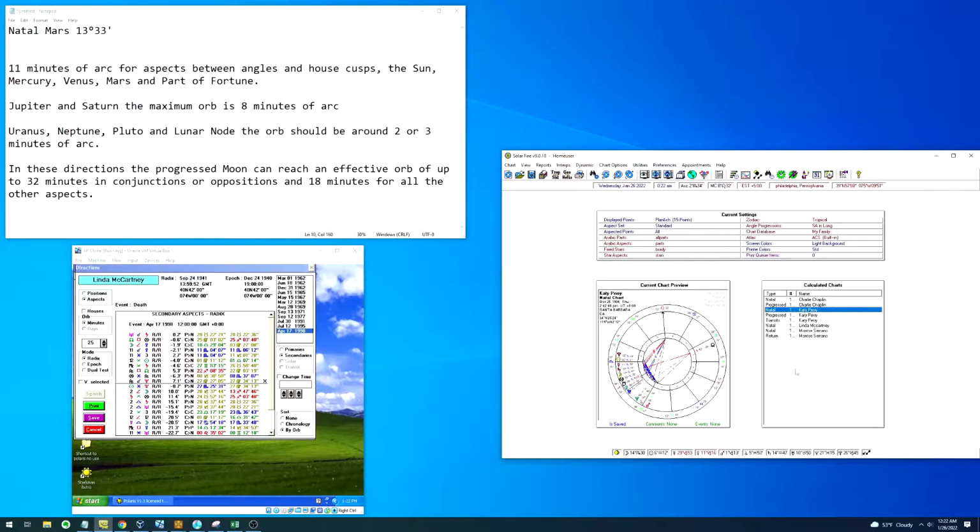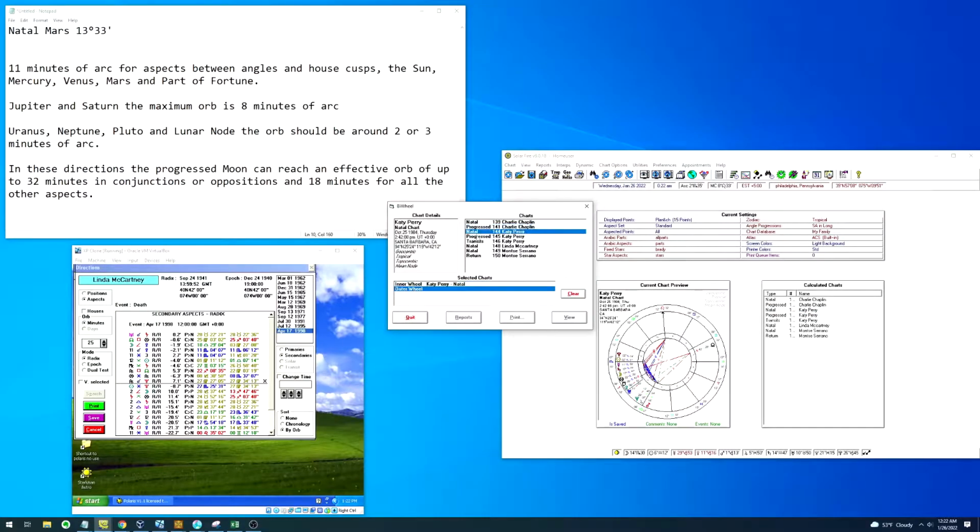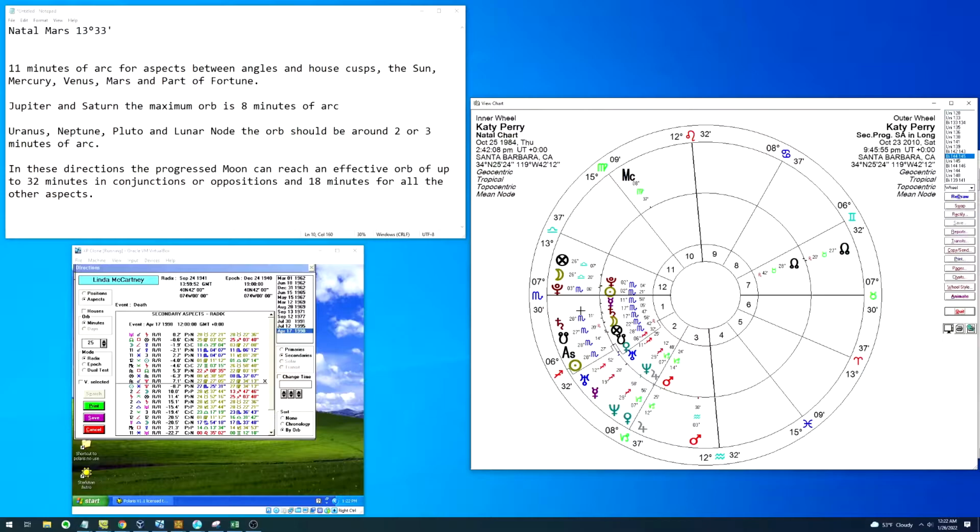Now let's look here at the horoscope of Katy Perry for the date when she gets married on October 23rd, 2010. Here we find Venus is in conjunction with Jupiter. Now the orbs here are very tight. They're minutes of arc. They're not 1 degree. They're a lot less than that.